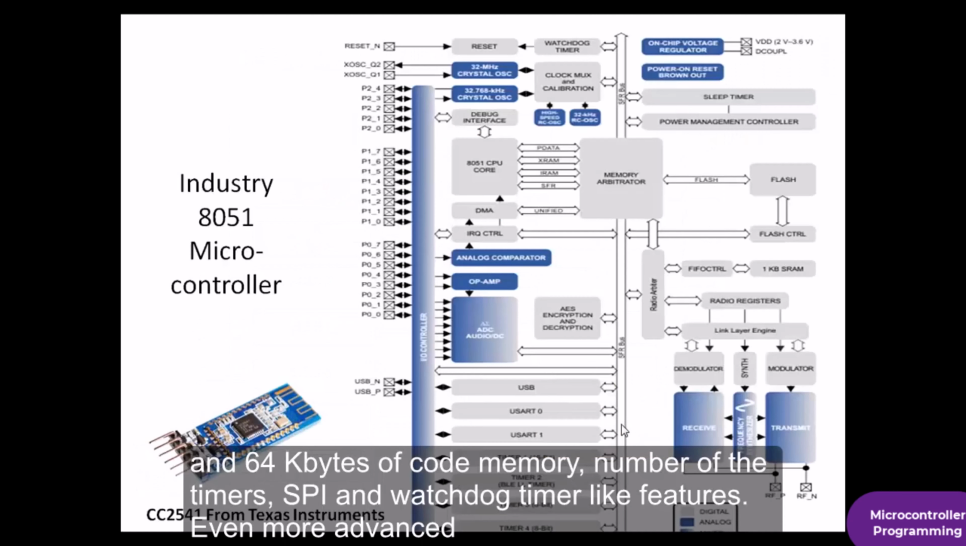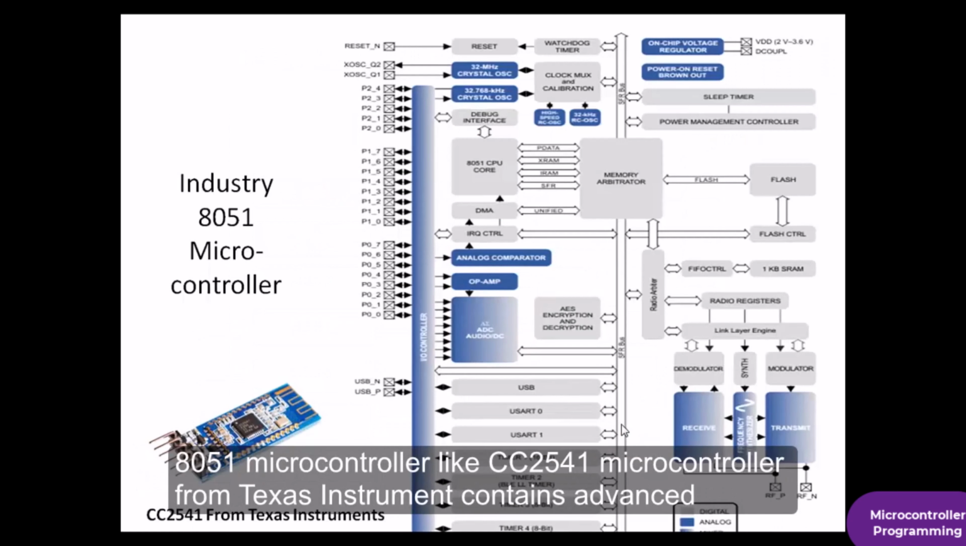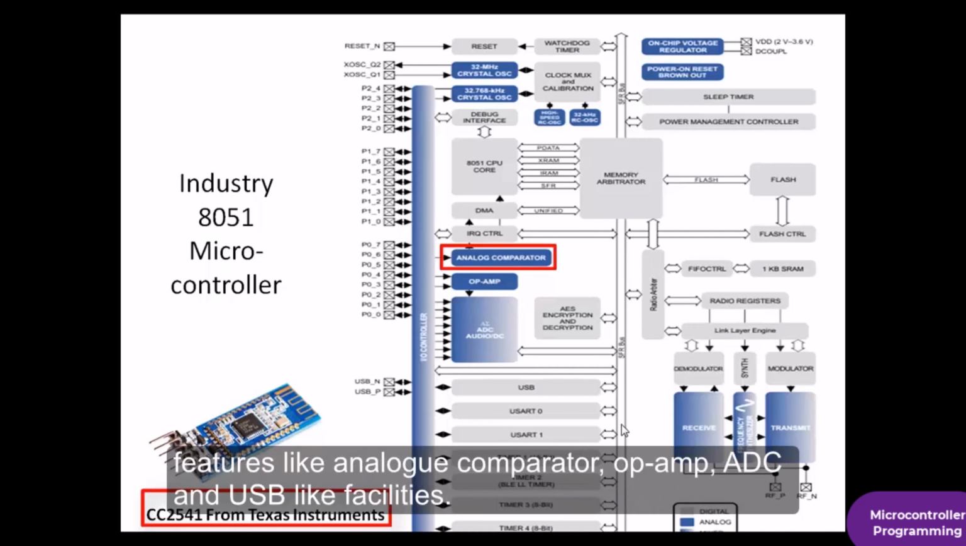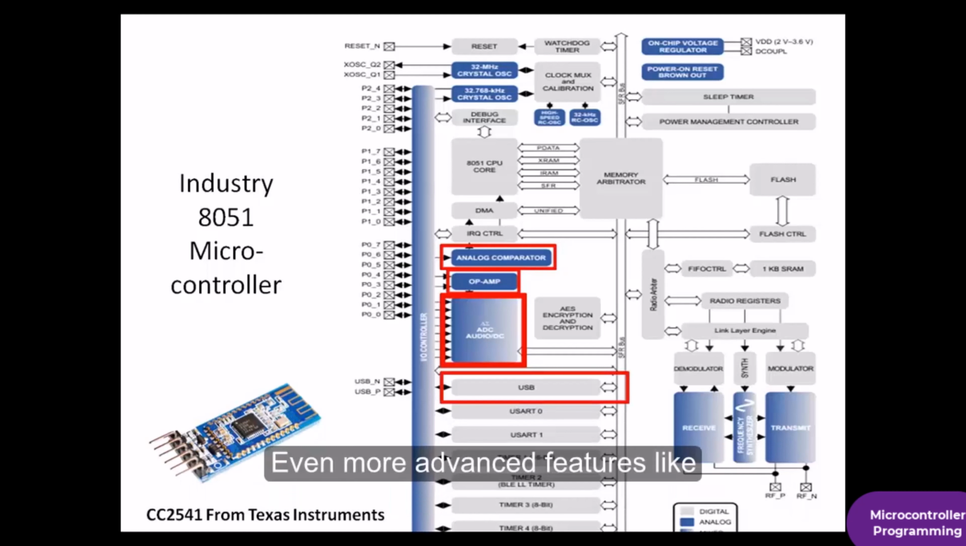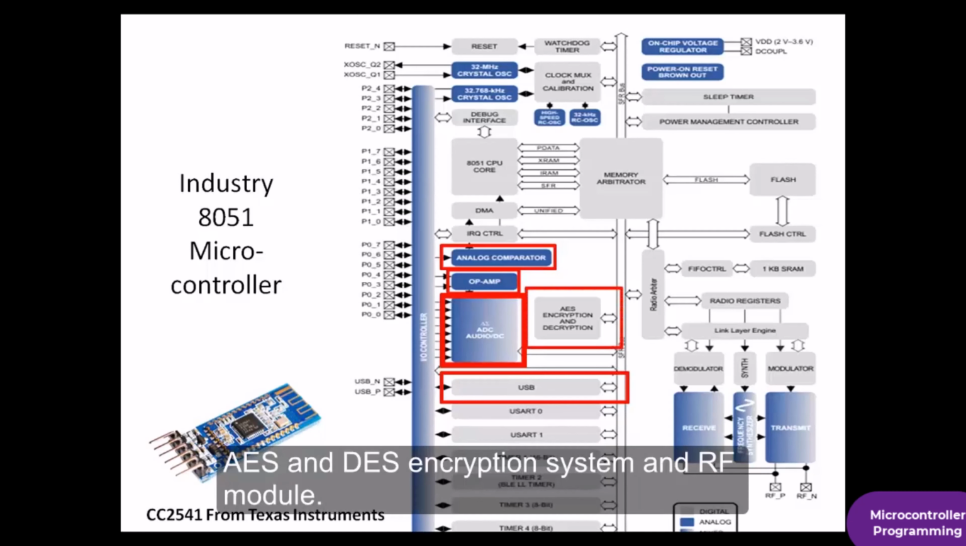Even more advanced 8051 microcontrollers like the CC2541 from Texas Instruments contain advanced features like an analog comparator, OPAMP, ADC, USB-like facilities, and even more advanced features like AES and DES encryption systems and RF modules.